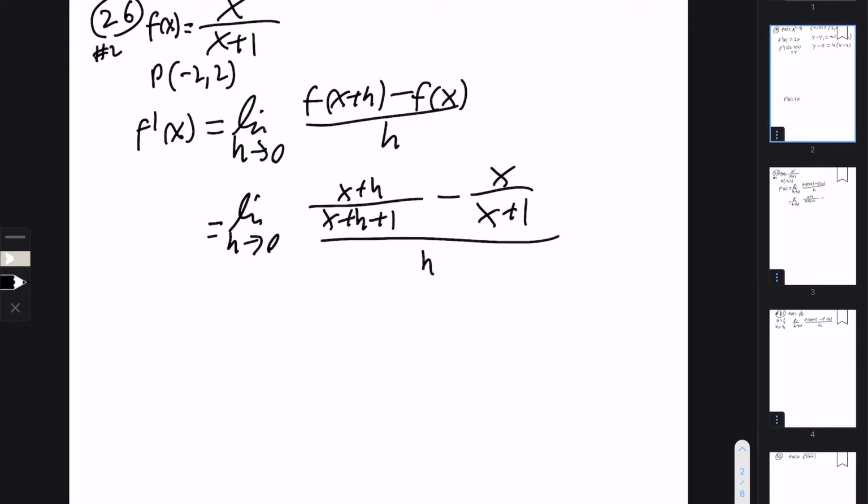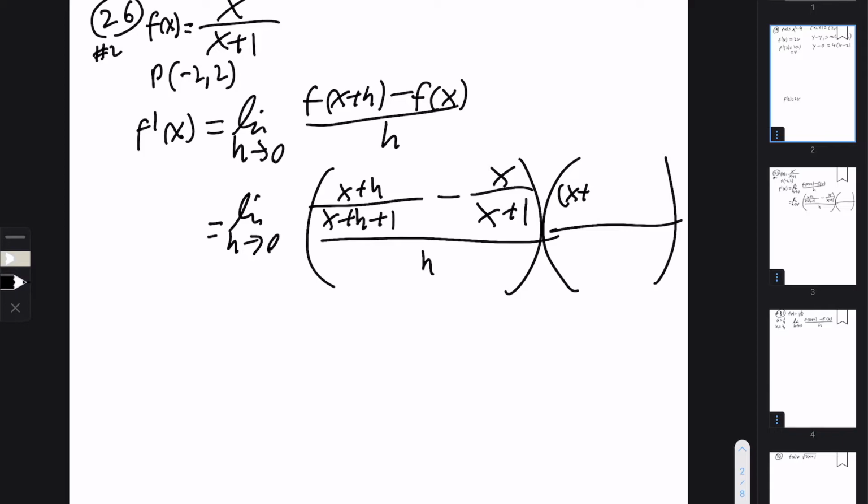All over h. Now, you've heard me say this multiple times. I don't like a fraction in a fraction. So I clear that by multiplying by 1. And my 1 is going to be the common denominator over the common denominator. Now, beautiful things are happening as we speak.